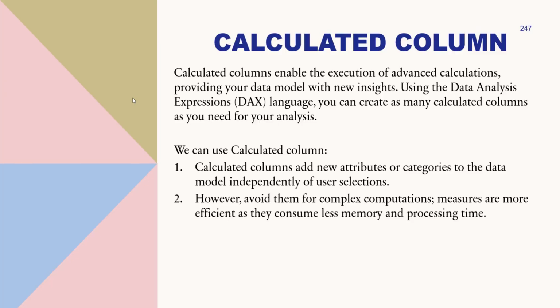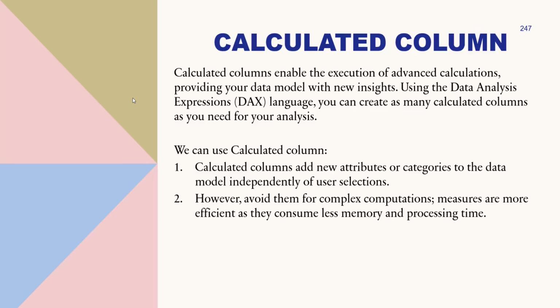So when should we use a calculated column, and when not? Calculated columns are utilized when there is a necessity to introduce new attributes or categories into the data model, independent of user selection or filters. Avoid utilizing calculated columns for complex calculations that may be accomplished using a measure instead. Calculated columns require more memory and processing time than measures because they are saved for each row in your table.